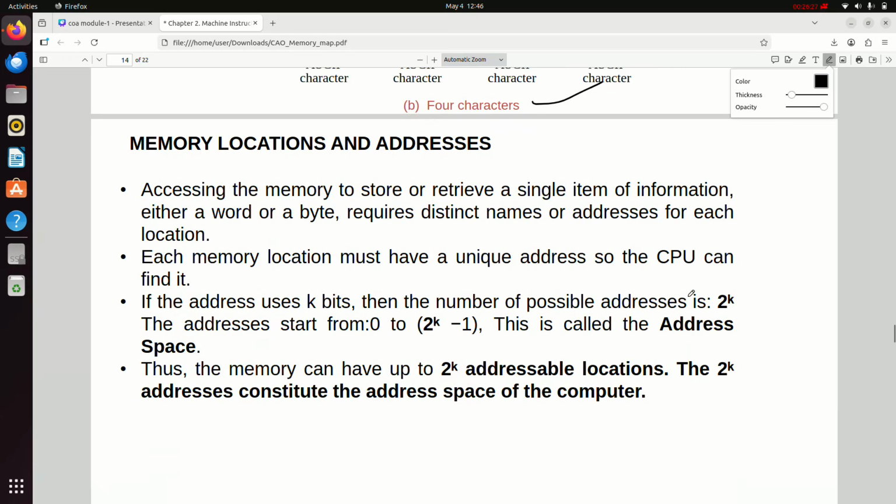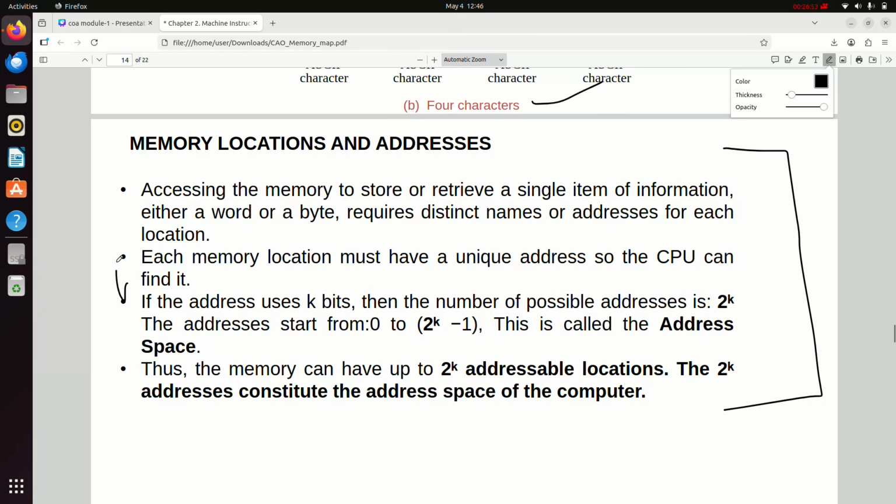Fine. Now this is another important thing that you have to understand. Accessing the memory to store or retrieve a single item of information, either a word or a byte, requires distinct names or addresses for each location. Each memory location must have a unique address so the CPU can find it. If the address uses k bits, then the number of possible addresses is 2 raised to k, and the addresses start from 0 to 2 raised to k minus 1.